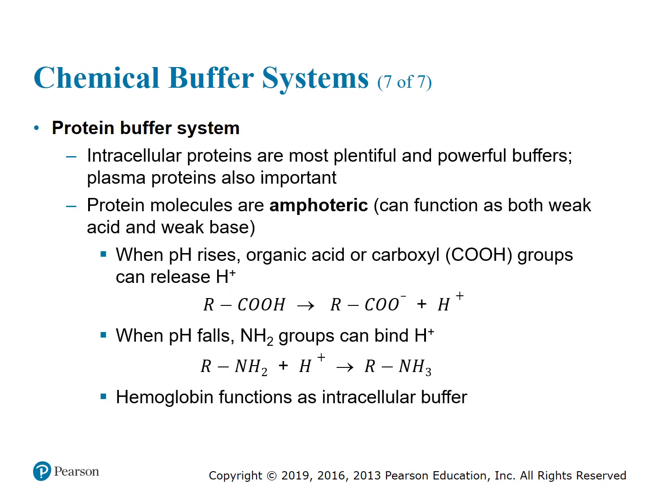Okay, with the protein buffer system, you have intracellular proteins and also plasma proteins, which are amphoteric. Basically, they're big enough to where they've got groups that can function as both weak acids and weak bases. And what that means is that when the pH rises, these buffer proteins, their carboxyl groups can release hydrogen, and if the pH falls, then their amine groups can bind to hydrogen. Hemoglobin, among other plasma proteins, can function as an intracellular buffer.